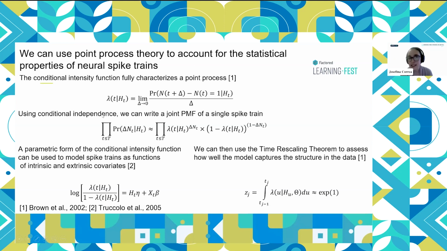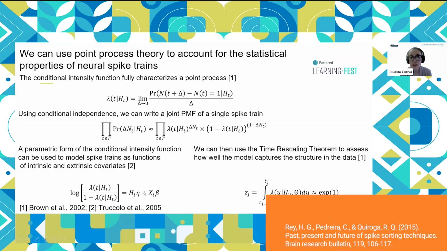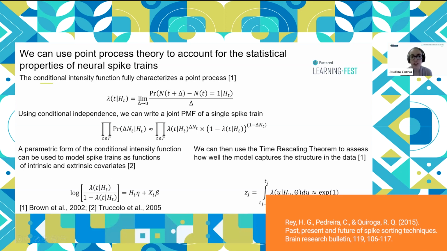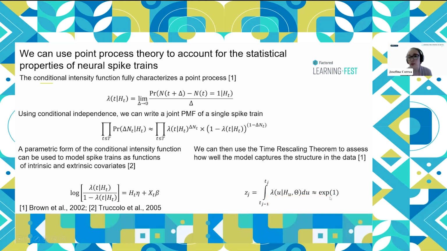To build a statistical model, we can use conditional independence given HT, which is the history, to model the spike trace series as a Bernoulli process. And this has some convenient mathematical properties. We can use generalized linear models. If you work with logistic regression models, then this formula here will look familiar to you. And we can use a principled statistical framework to assess the extent to which the model captures the structure in the data, which is called the time rescaling theorem.